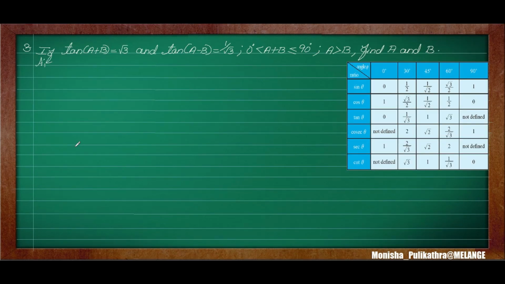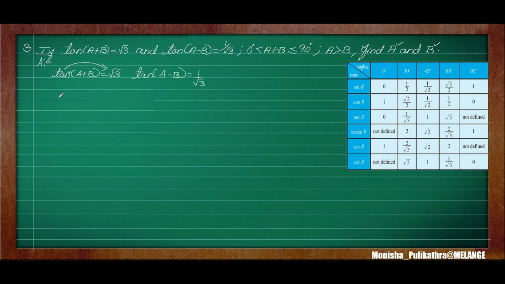Moving on to the third question of this session. Here, tan(a plus b) is given as root 3 and tan(a minus b) is given as 1 by root 3. We have to reduce it to a number, that is the ratio of it, and later we need to find out the value for a and b. So tan(a plus b), if you take this tan to the other side, it will become tan inverse. Inverse means 1 by.